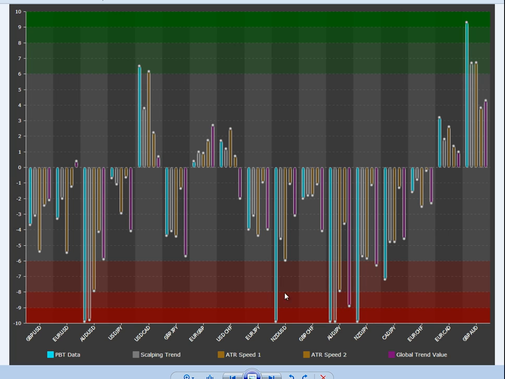But you could have taken this one as well. This would have been a great trade to take, the Kiwi dollar. And even over here, we've got the pound Aussie. You could have sold the pound Aussie because the purple is not in the green.